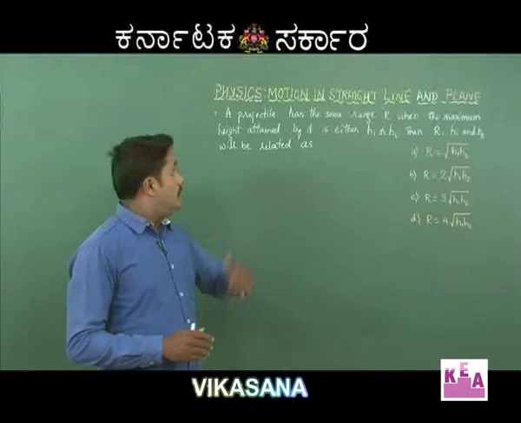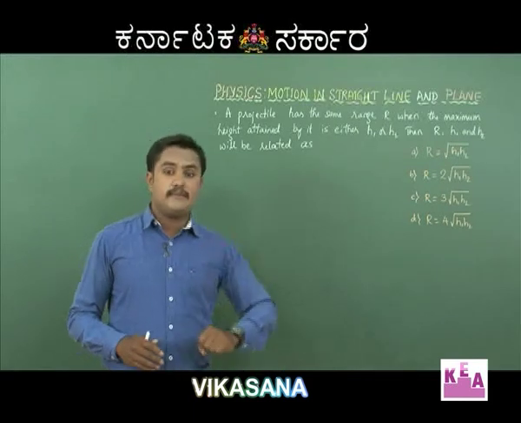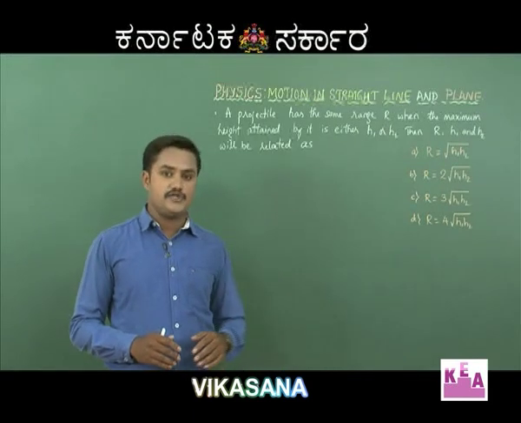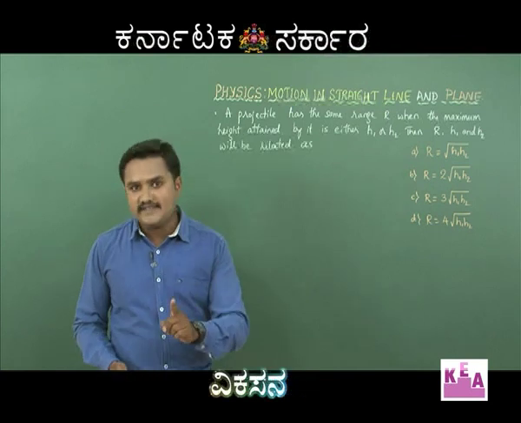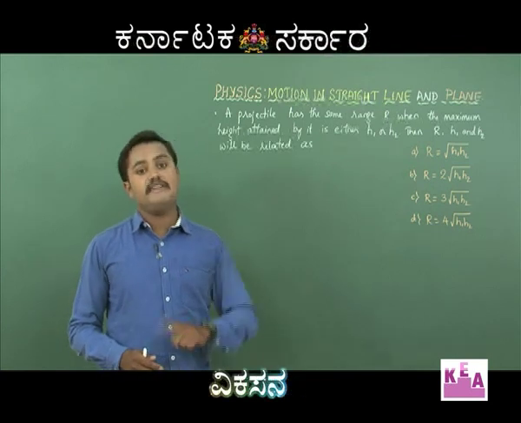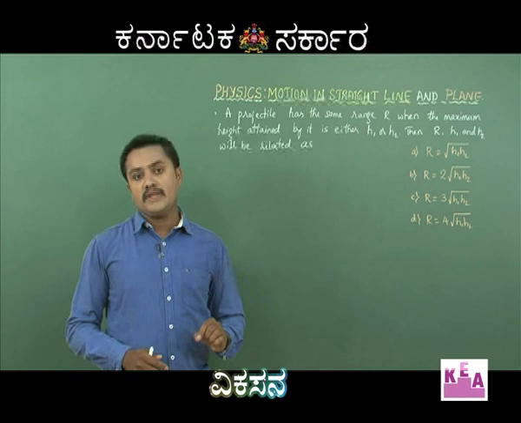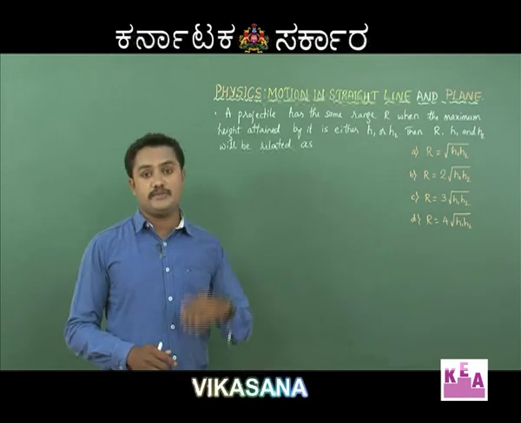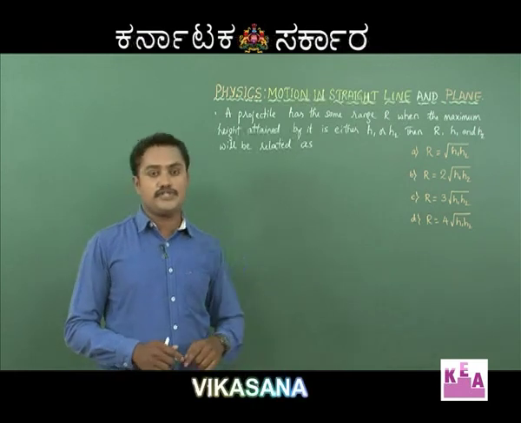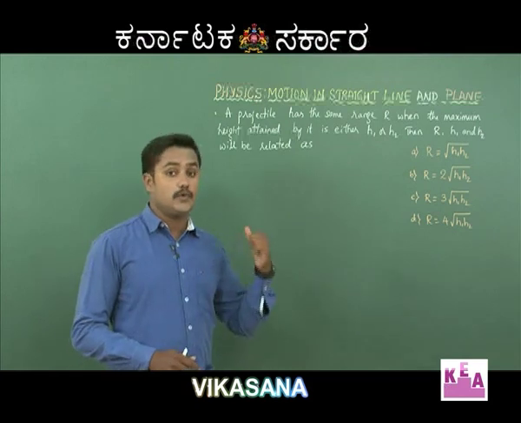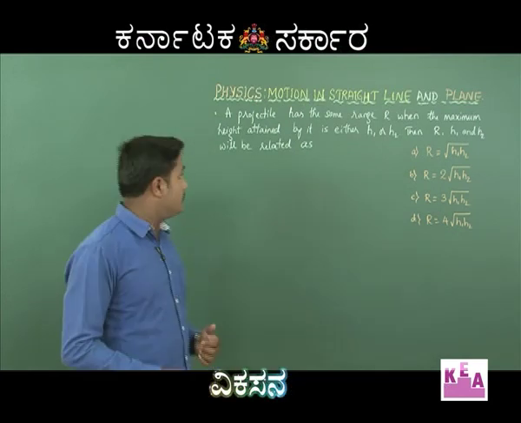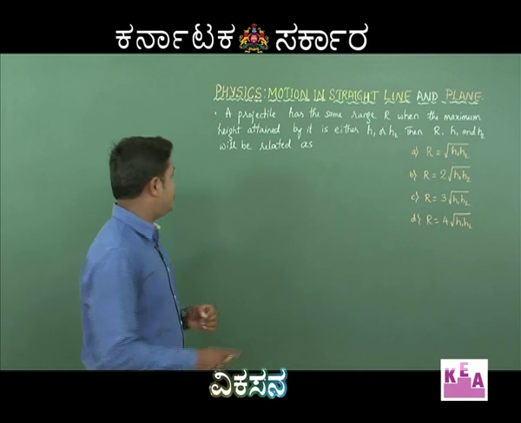So the corresponding maximum heights are given to be h1 and h2. Let me say that h1 is the maximum height reached when the angle of projection is theta, and h2 is the maximum height reached by the projectile when the angle of projection is 90 minus theta. So using the maximum height formula, let me write the expressions for h1 and h2.